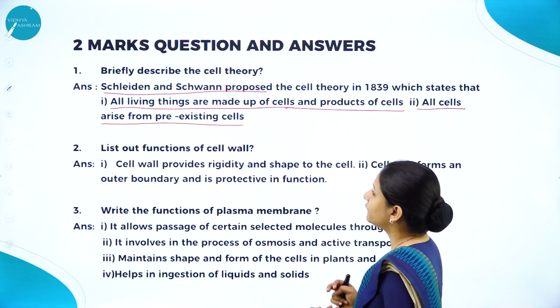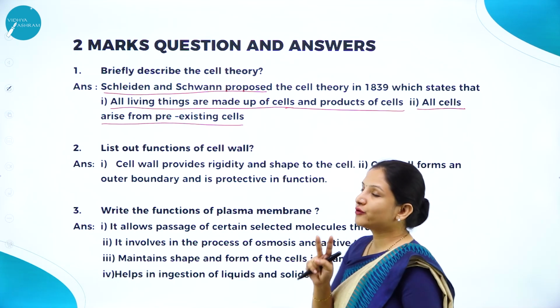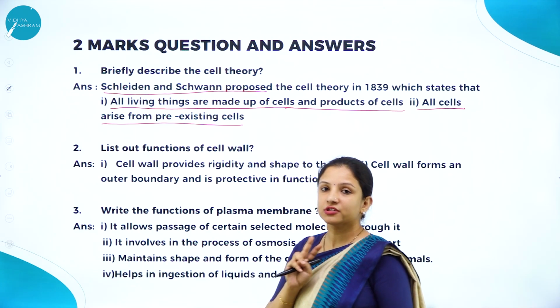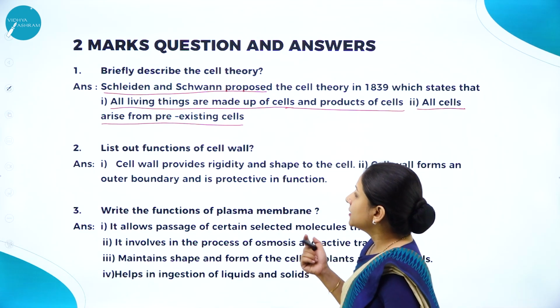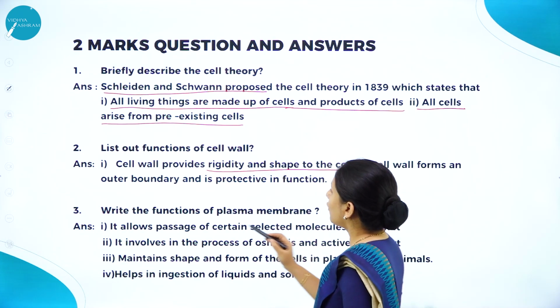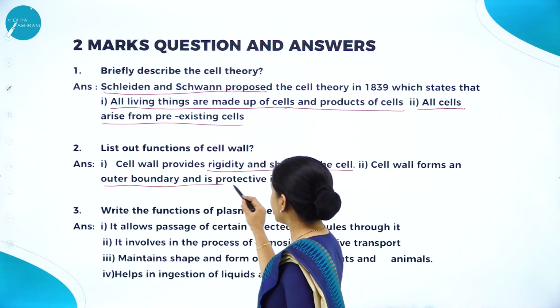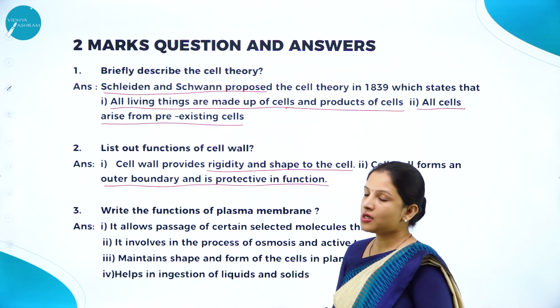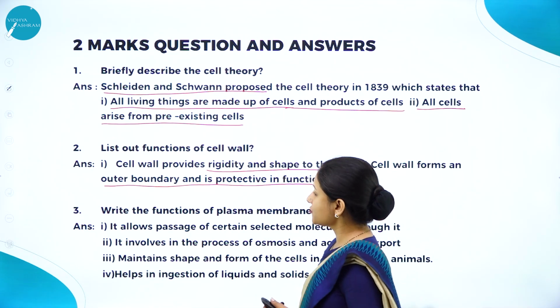Next question, list out functions of the cell wall. You have to write 2 functions for this, because it's 2 marks. The cell wall provides rigidity and shape to the cell, and the cell wall forms an outer boundary and is protective in function. If you write these 2 functions, you will get 2 marks.